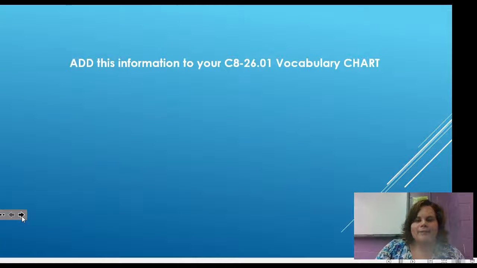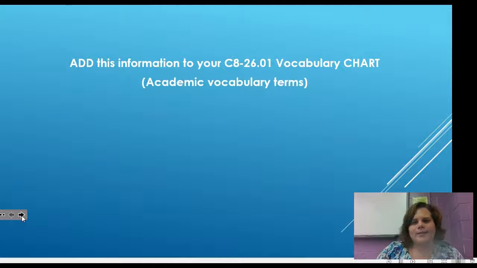Now that you have both those things, we just want to talk about some vocabulary terms that are helpful for your writing. You're going to add this information to your vocab chart. So this is on the side that says academic vocabulary, because these are just like SOL type terms that you have to know how to master, but it's hard to master if you don't know what they mean.